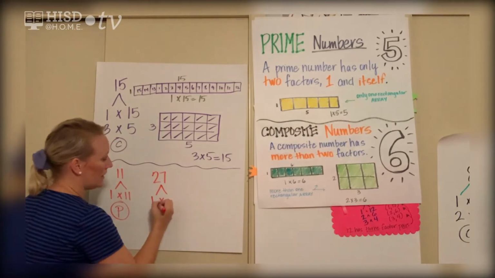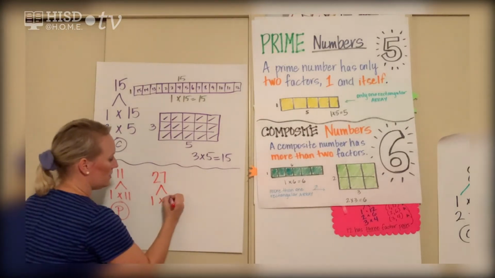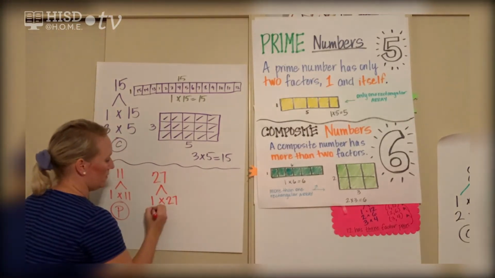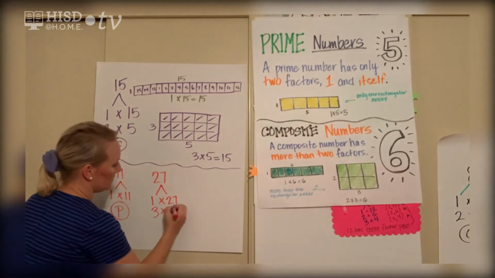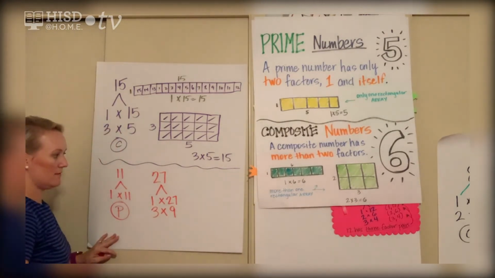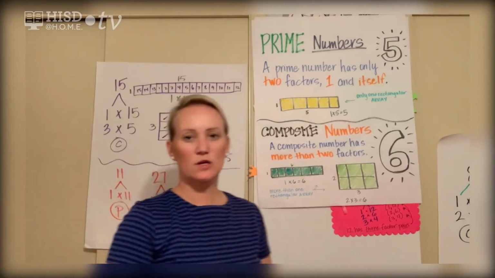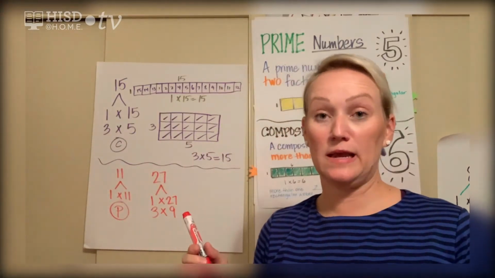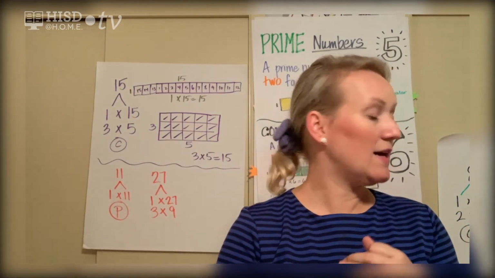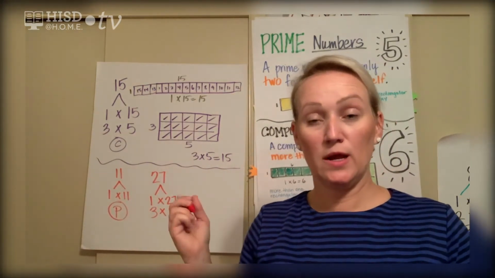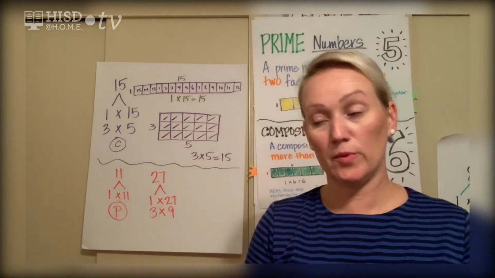1 times 27. How about 3 times 9? Anything else? So you guys are probably thinking, look, she found another factor pair. As soon as you have that second one, you're going to be ready to call this a composite, okay?